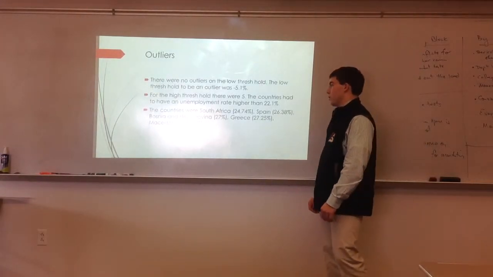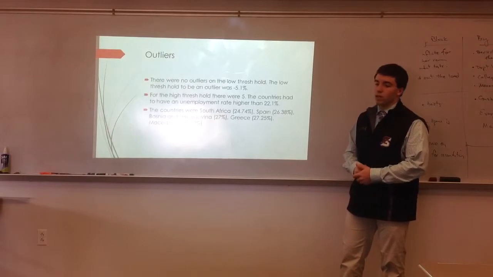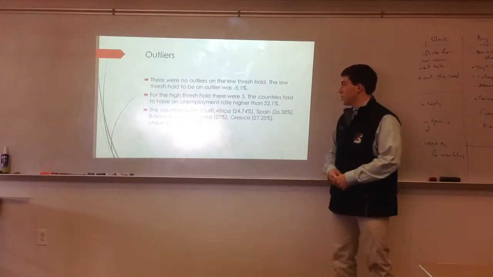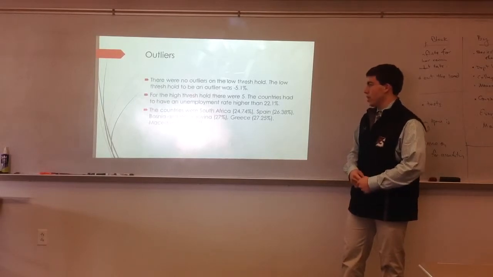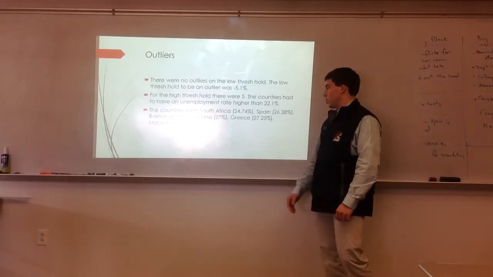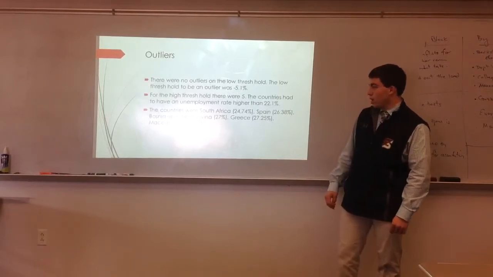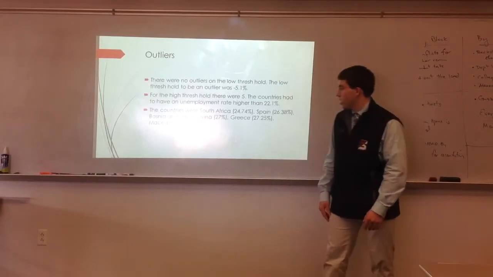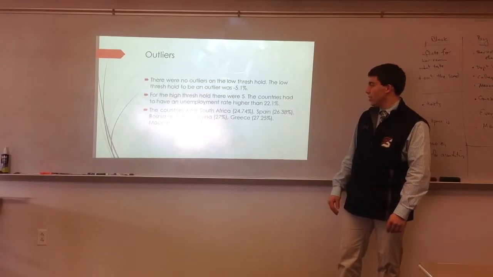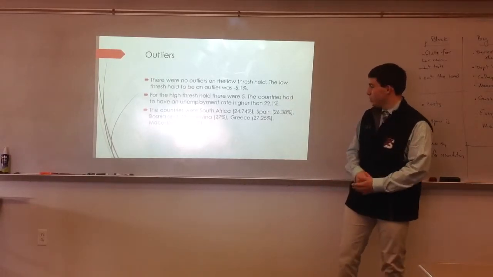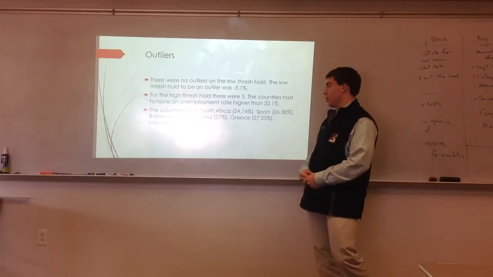And there were 5 outliers in the high threshold, which was over 22.1%. It was South Africa with 24.74%, Spain with 26.38%, Bosnia and Herzegovina with 27%, Greece with 27.25%, and then Macedonia with 30.02%.